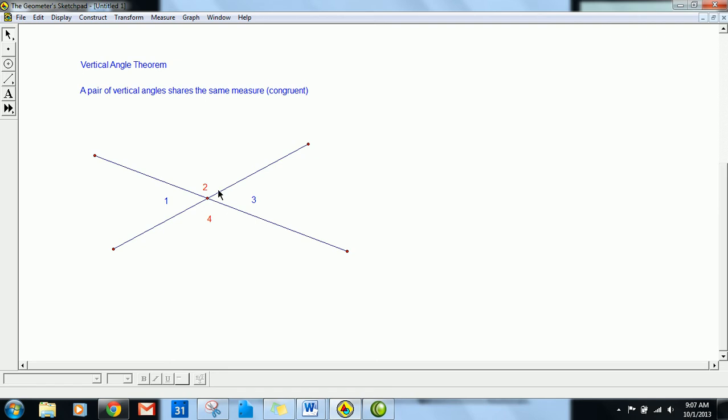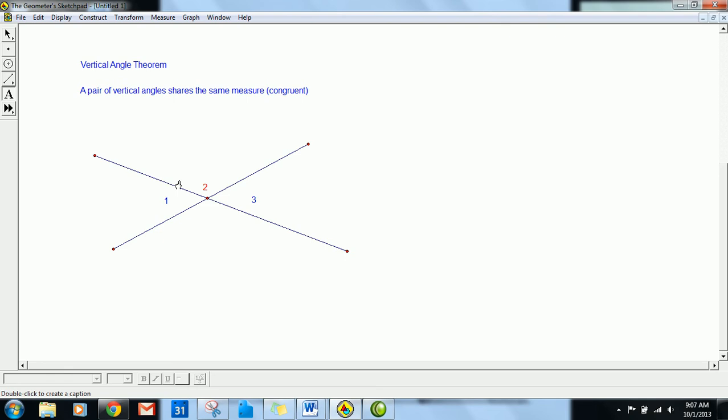So here's your first proof. Theorems become theorems because they have at least a proof that verifies that idea. So in order to prove that any pair of vertical angles have the same measure, let's just show that 1 and 3 are the same. So I want to show that 1 and 3 are both the same. Okay, so here's how that goes.